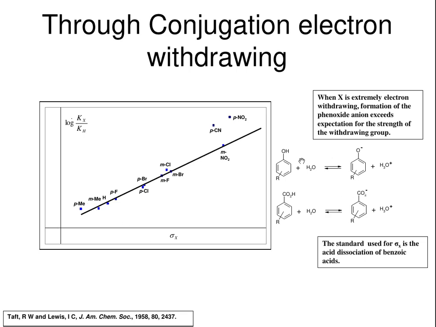substituted phenols, and we're going to compare that, of course, to our standard reference reaction, which is the acidity of benzoic acid, substituted benzoic acids. Now, it's interesting to note that for the range of substituents, we get a linear Hammett plot, but in the case of very highly electron withdrawing substituents that are placed in the para position, we find that the points are not on the graph and they're above the graph, as seen over here.